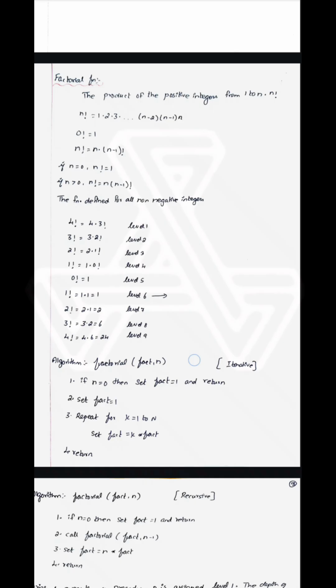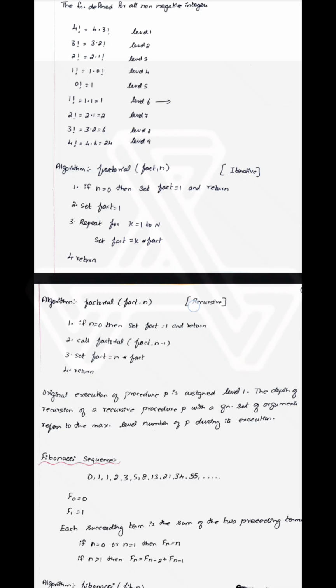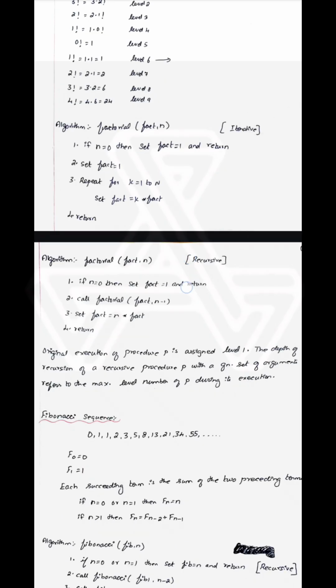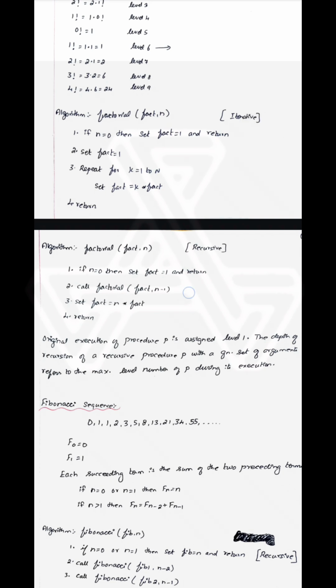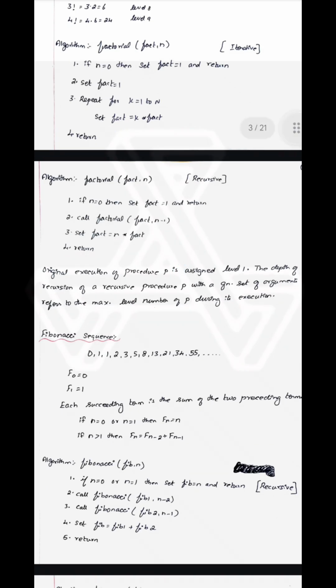After this, the algorithm for factorial: if n is equal to 0, then set factorial equal to 1 and return. Set fact equal to 1. Repeat for k equals 1 to n: set fact equal to k into fact. Return fact of k minus 1.